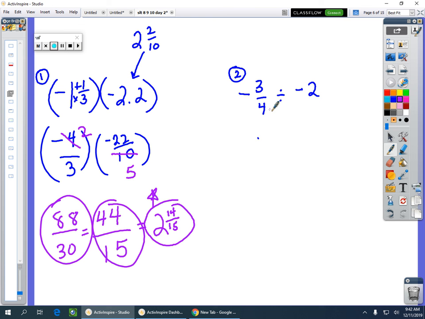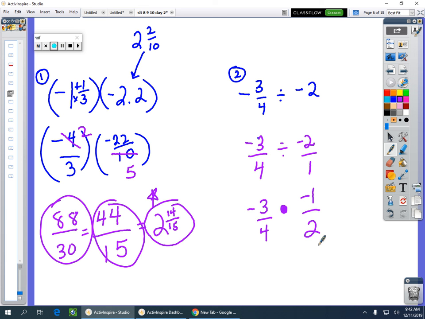The next problem was a division problem. So we talked about first getting them both to be fractions. Now 2 is really 2 over 1 because it's a whole number. And then we said that division is really the same as multiplying by the reciprocal. So to solve this problem, you would have done negative 3/4 times, and then you do the reciprocal, which means you take this number and you flip it into negative 1 over 2.